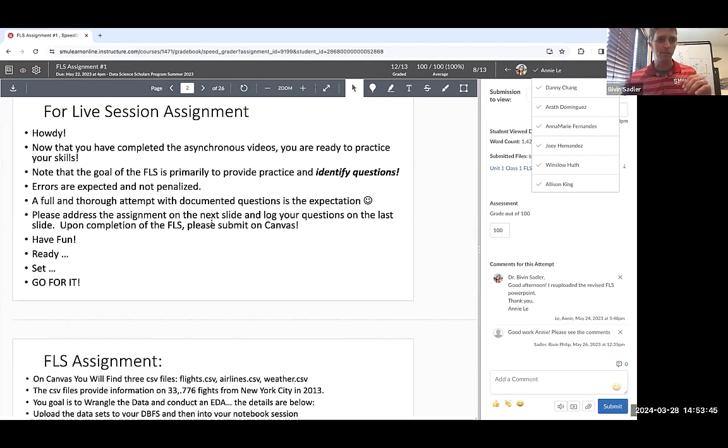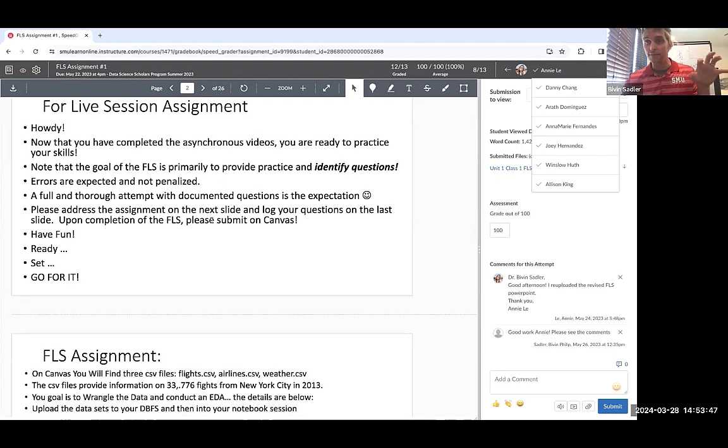Errors are expected and not penalized. P.S. This FLS, just completing it for me, is worth 30% of the grade. So you can get a lot of points just for being thorough. And typically I find that if students are very thorough, they do better on the exams, of course. So it's correlated with better outcomes in the whole course.